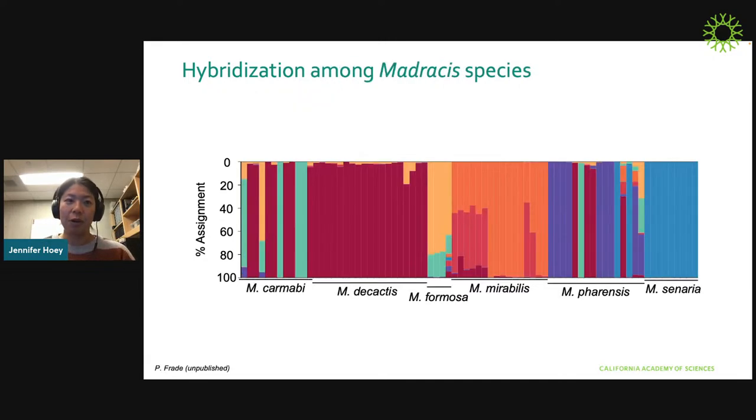So here's an example for Madracis using a limited set of genetic markers. And there's a lot going on here, so I'll walk you through it. But again, we've grouped colonies together based on what we think their identity is visually. So we've got Madracis carmabi, decactis, formosa, mirabilis, pharensis, and cenaria. And then the color proportions of the bars help give us a general idea of any interesting patterns that might be happening. So for example, Madracis cenaria, all the ones that we categorized as being Madracis cenaria, they're all blue. So they're quite distinct from anything that's not cenaria.